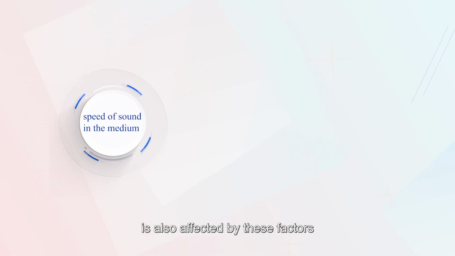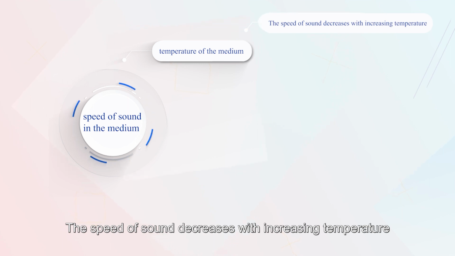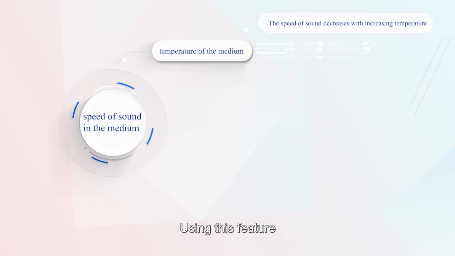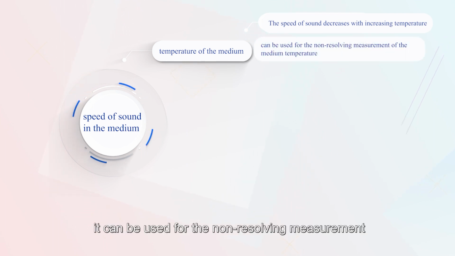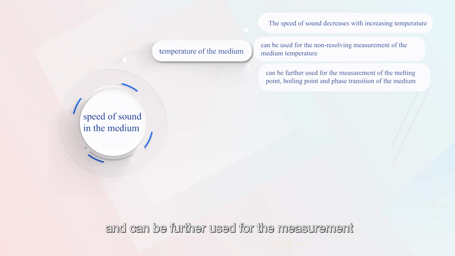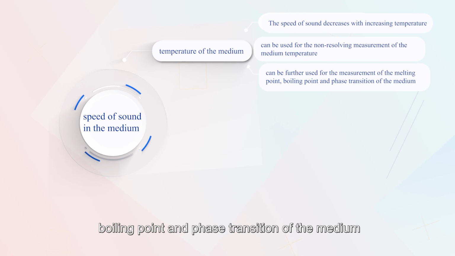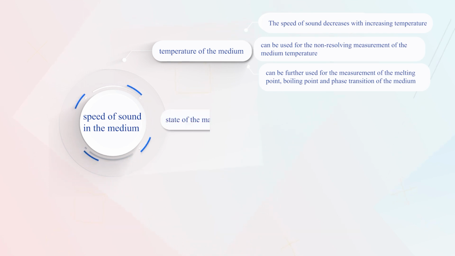In fact, the speed of sound in the medium is also affected by these factors. 1. The temperature of the medium. Usually for solids, the speed of sound decreases with increasing temperature. Using this feature, it can be used for the non-destructive measurement of the medium temperature and can be further used for the measurement of the melting point, boiling point, and phase transition of the medium.